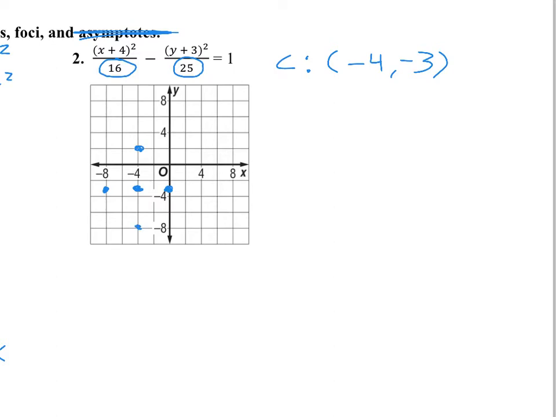Okay, draw the box. Make the diagonals of the box. And we want a horizontal hyperbola. So I'm going to do the right side first, and the left side. Alright, now let's find the vertices and the foci only.